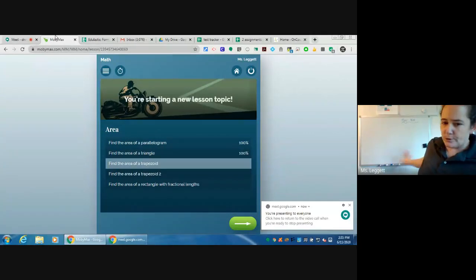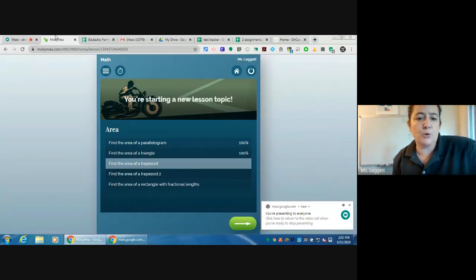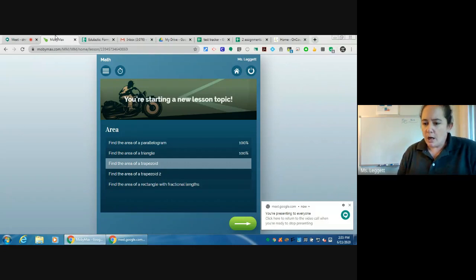I might need the board to explain some things to you. I'm not sure. I mean, I do have the cursor, but we're going to give it a try, okay? Finding the area of trapezoid 2 times. So the first time when we do this, we're going to be taking the area of different pieces of the figure, and then we're going to be adding them all up.